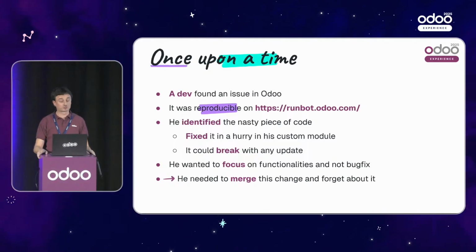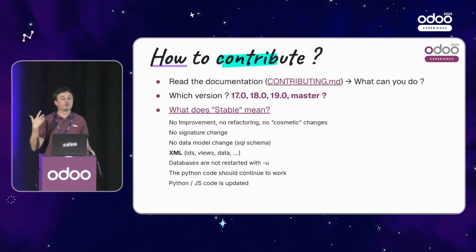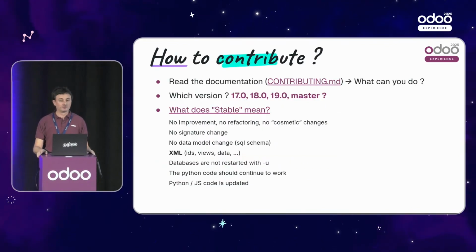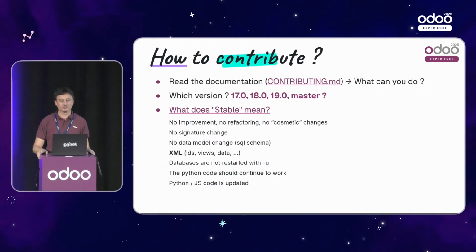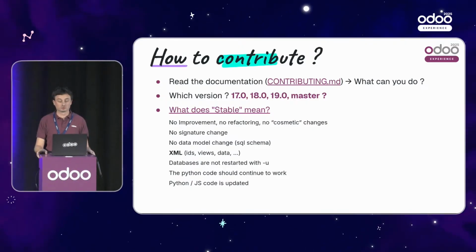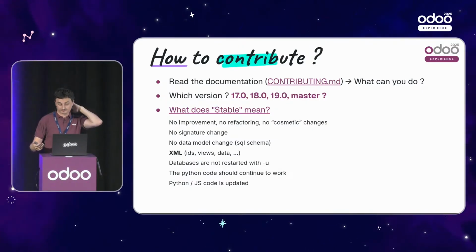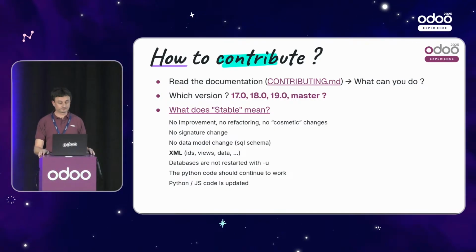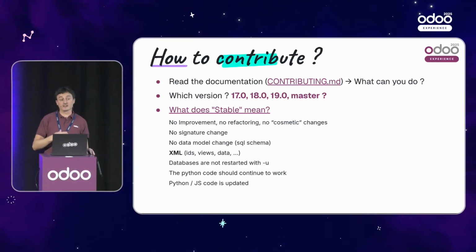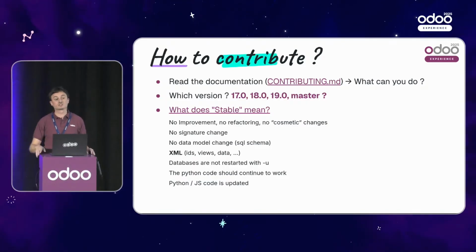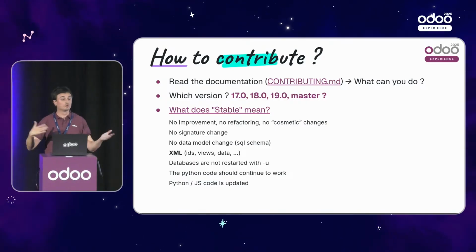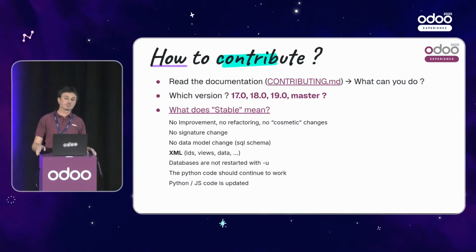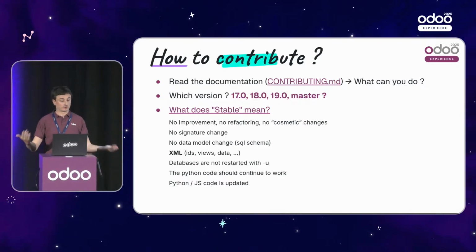So you want us to merge it. How would you like to contribute? First, I encourage you to read the documentation. It has everything you need to start contributing. Which version are you targeting? For now, we only support 17 to master. Some versions are stable, the 18, 17, 19, and master is not stable, so we can do whatever we want in this version, but in the stable version, it's not possible to do everything.